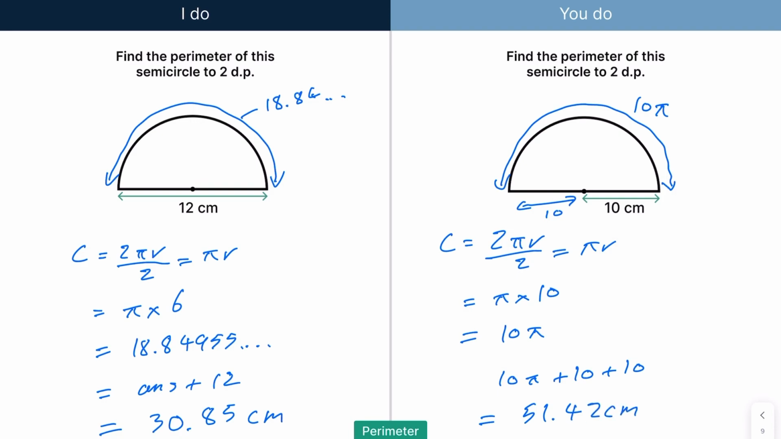51.42 centimeters. And in fact, I recommend leaving it as 10 pi. It just makes your life a bit easier, and then in the end, you can do that.